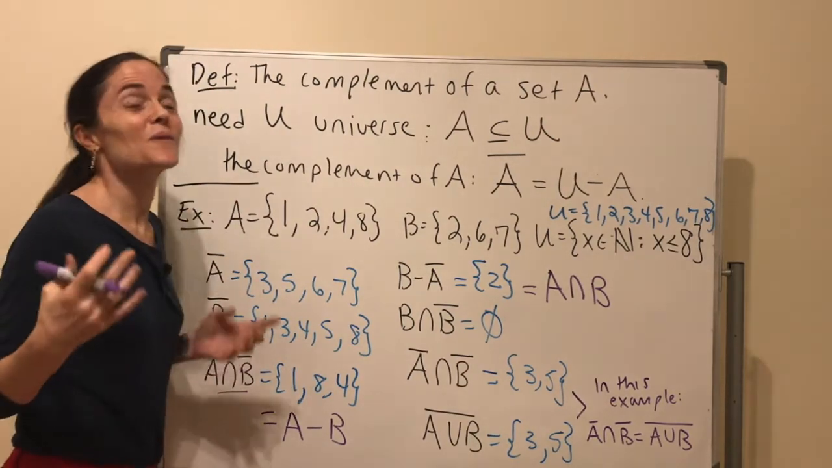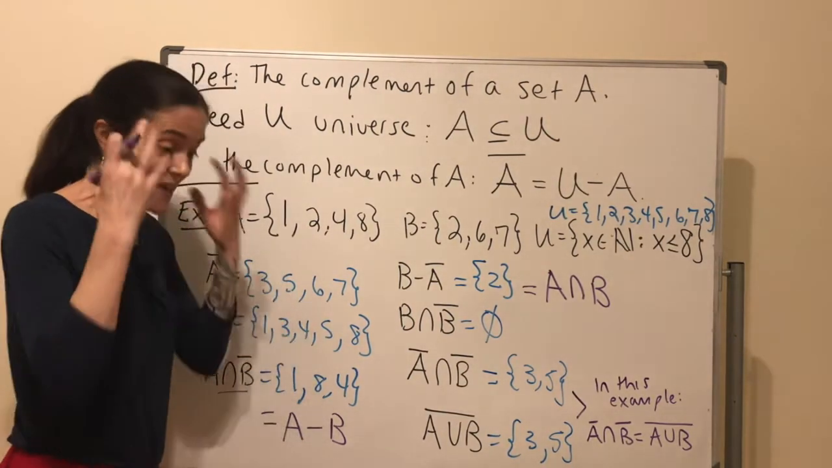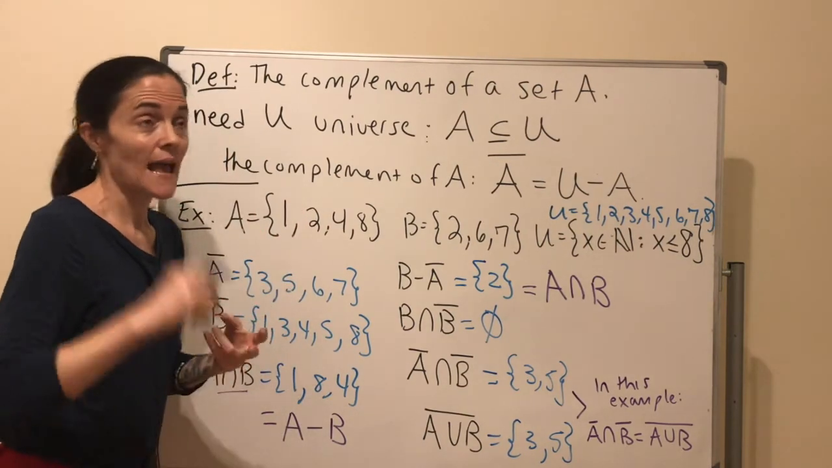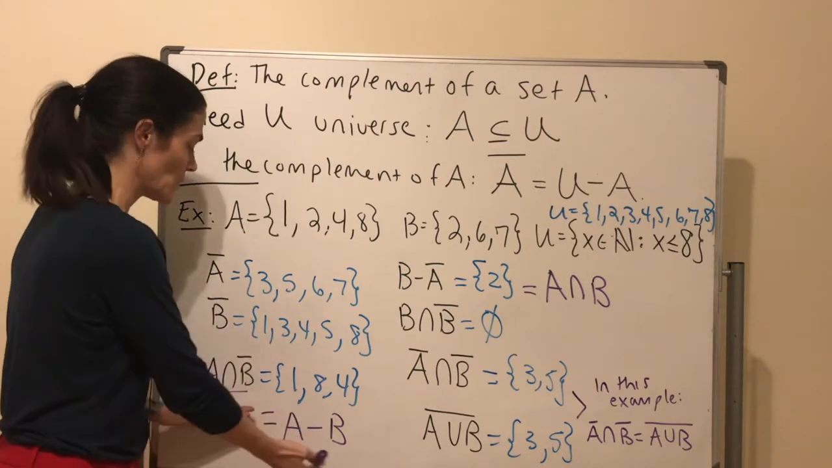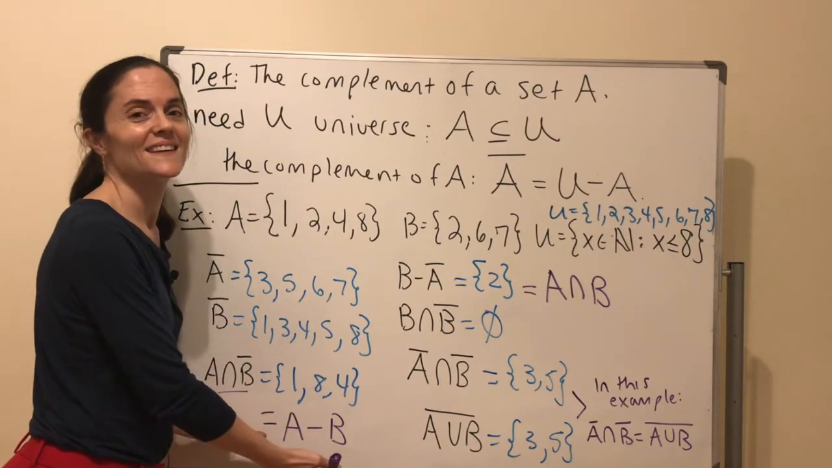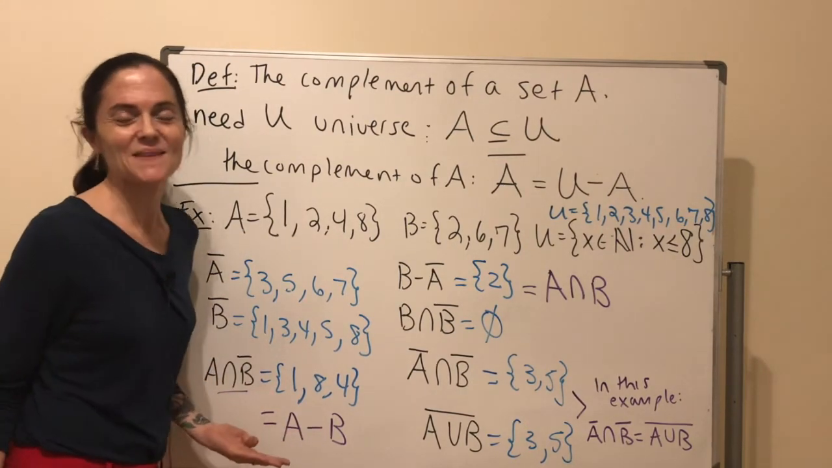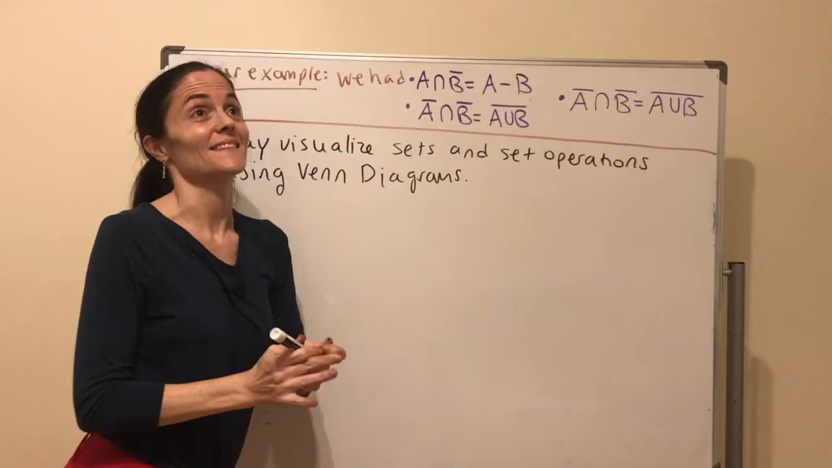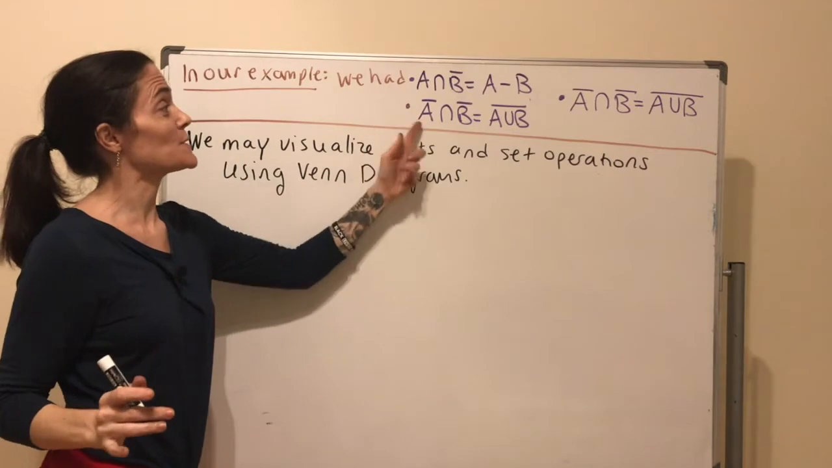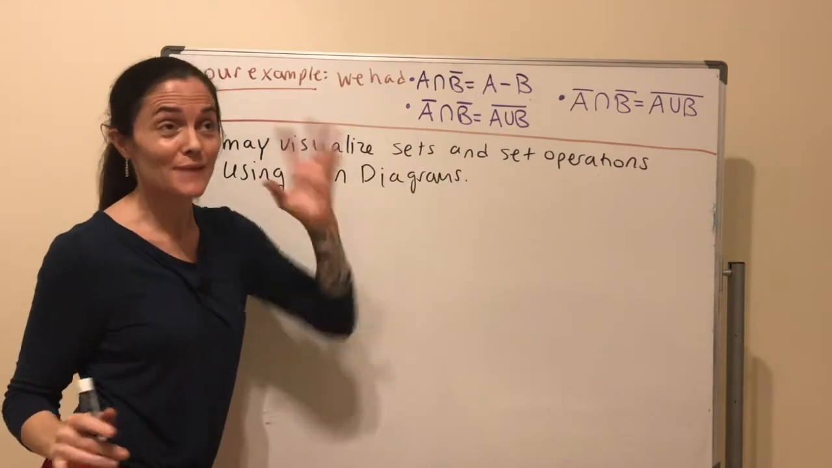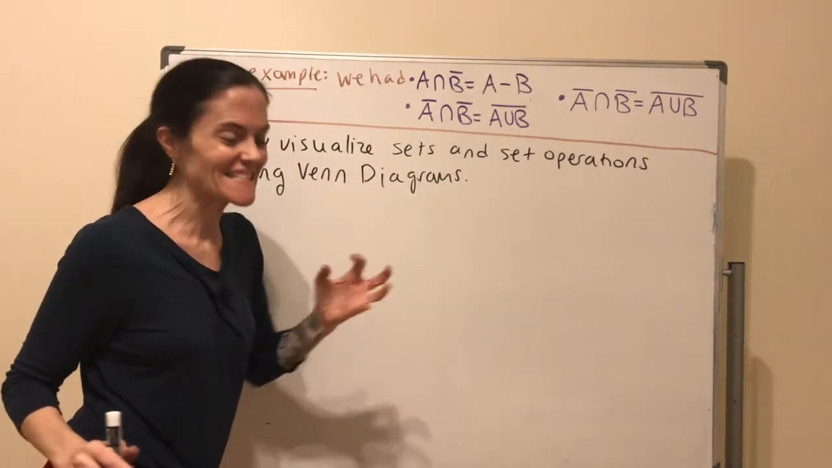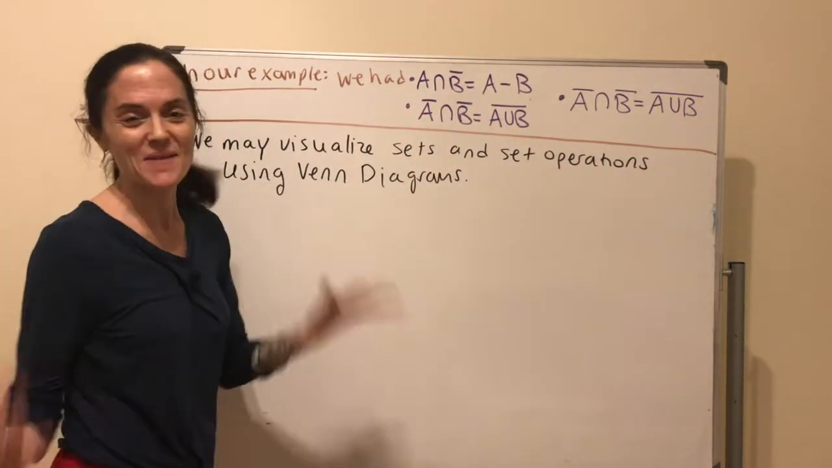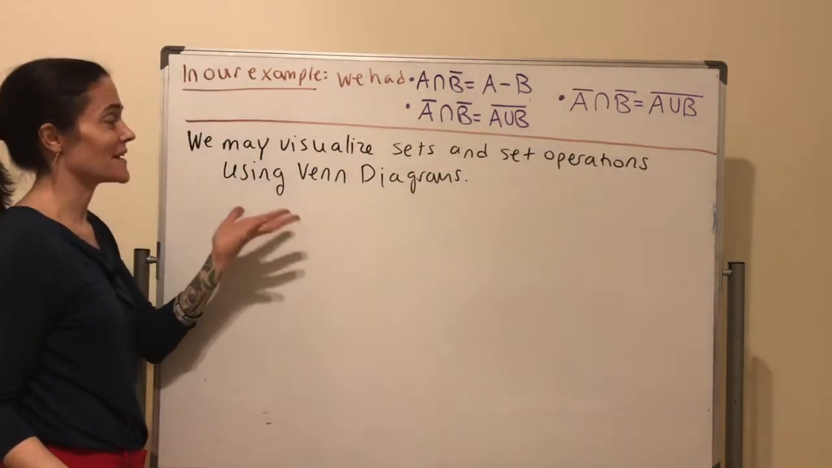And so what we want to discuss now is a way we can visualize sets, set operations, and set equality in a diagram. It's something called a Venn diagram. This is what we will discuss now. I rewrote these 3 that we witnessed in our example. I rewrote them because I want to come back to that after I define a Venn diagram.